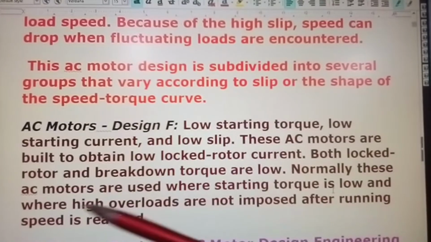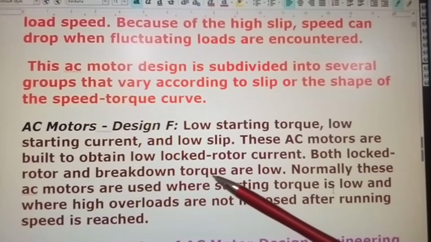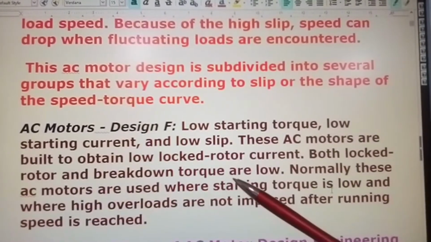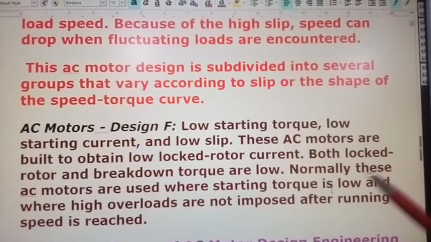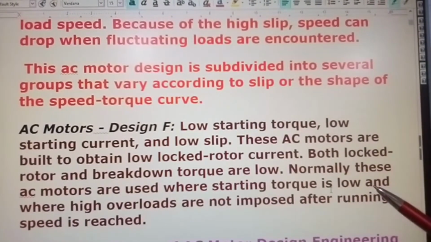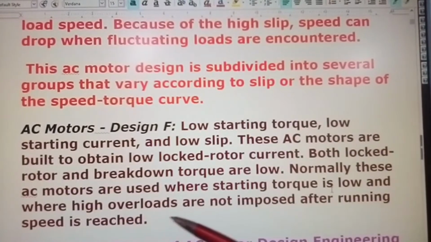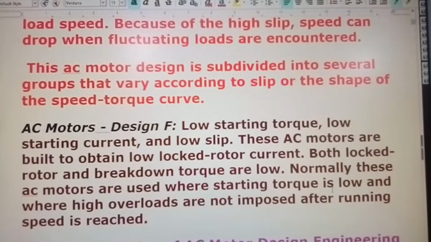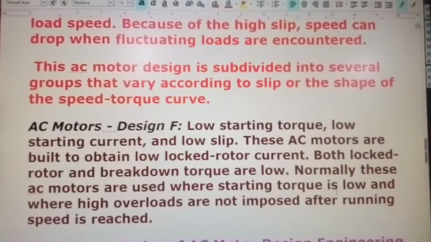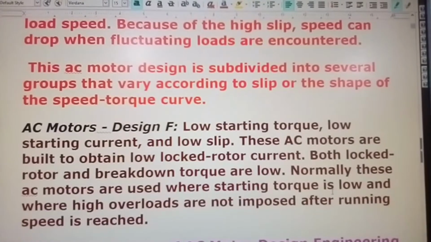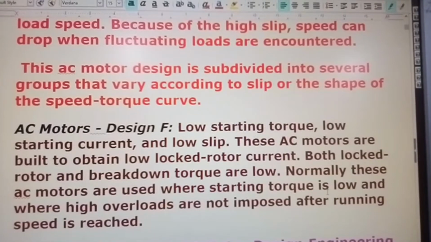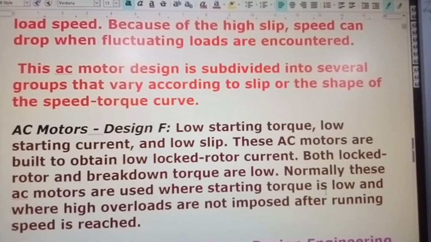These AC motors are built to obtain low locked rotor current. Both locked rotor and breakdown torque are low. Normally, these AC motors are used where starting torque is low and where high overloads are not imposed after running speed is reached. It means that the motor will maintain speed and will not run to its self-destruction. It will run to the point where it will maintain.